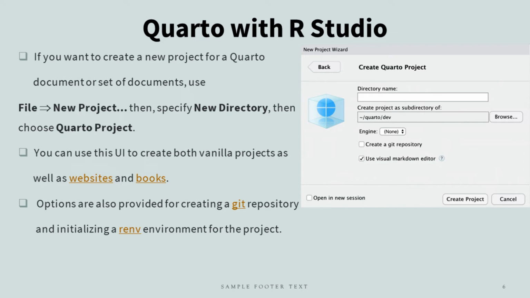You can use this UI to create both vanilla projects as well as websites and books. Options are also provided for creating a Git repository and initializing a renv environment for the project.